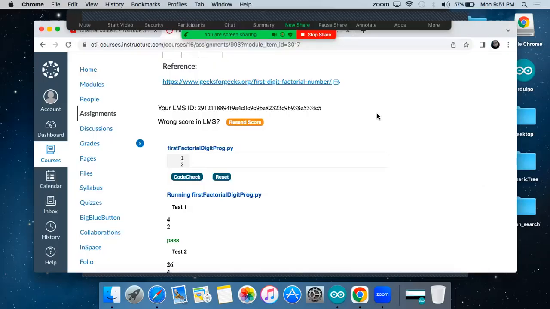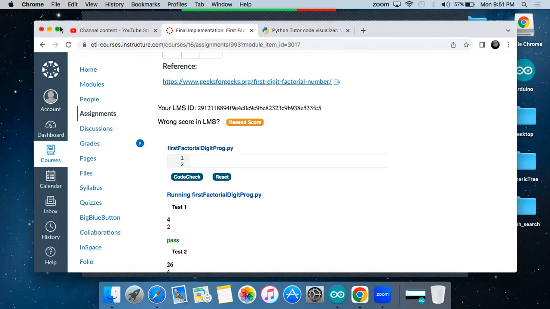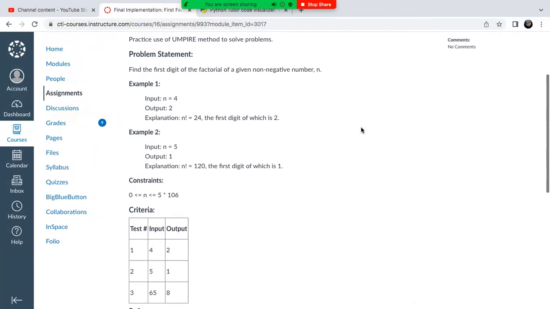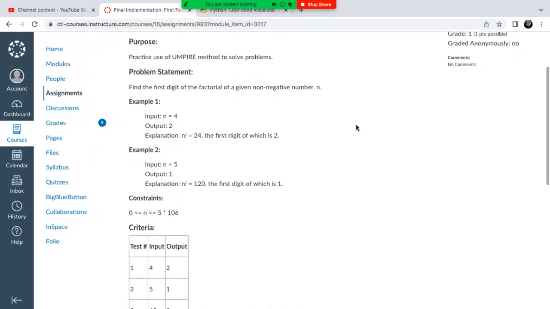Okay, welcome. We're going to be going over this problem today. This is the problem statement. Find the first digit of the factorial of a given non-negative number n.